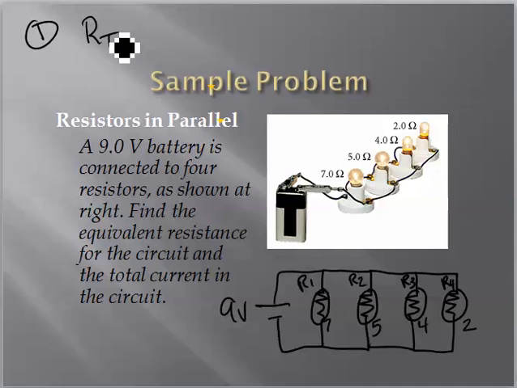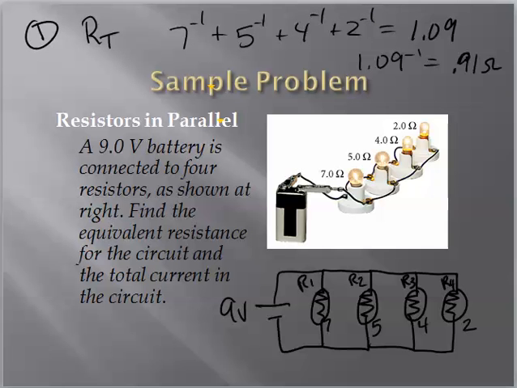First thing we're going to do is find RT. Well, what we do to do that is I'm going to take the resistors, and it's going to be 7 inverse plus 5 inverse plus 4 inverse plus 2 inverse. When you get this, it gives me 1.09. But as we said, we now need to inverse our answer. To do that, then I get 0.91 ohms.